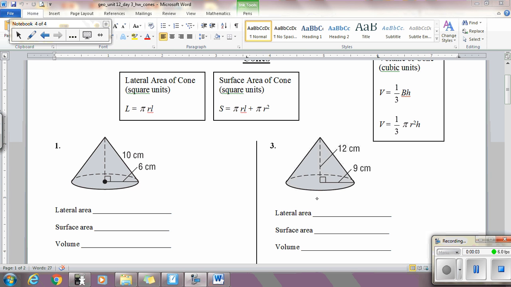Alrighty, this is your Unit 12 cones homework tutorial. I'll work the odd problems with you. Just a reminder, the first 4 problems, we're going to round to the nearest tenth. And then the last 4 problems, we're going to write the answers in terms of pi.